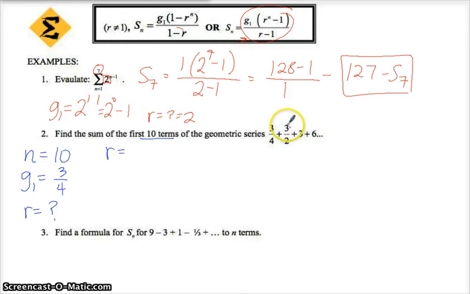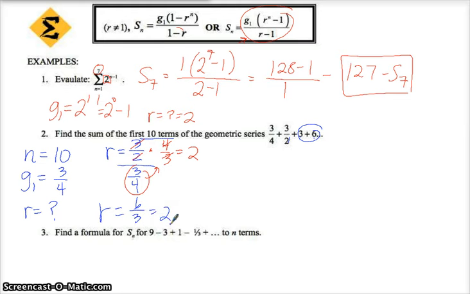Well, that's easy. You take the second term divided by the first term. That's a little complicated, fraction divided by fraction, but still possible. We just remember to multiply by its reciprocal, and then these cancel, and 2 goes into 4 twice, so the common ratio is 2. Or, to make it easier, if you don't want to deal with fractions, just take 2 different terms. Take the 4th term divided by the 3rd term. 6 divided by 3, oh, that was easier. So my common ratio is equal to 2.